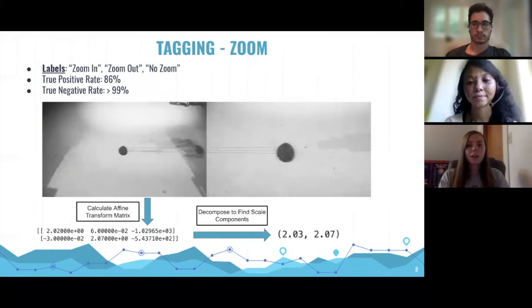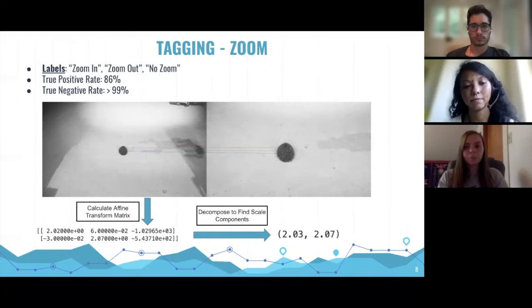We also created tags for the zoom on the ROV camera, since this may indicate that the ROV is looking at something interesting. In order to do this labeling, we used OpenCV's ORB algorithm to find matching key points between consecutive images. Using these matching key points, we were then able to calculate the affine transform matrix. We could then decompose this matrix to find the scale transformation from the first image to the second. Looking at these two images, we can see that there's about a 2x zoom. Instead of reporting the numerical scale transformation, we labeled images as either zoom in, zoom out, or no zoom. So in this example, the image on the left would be labeled as zoom in.